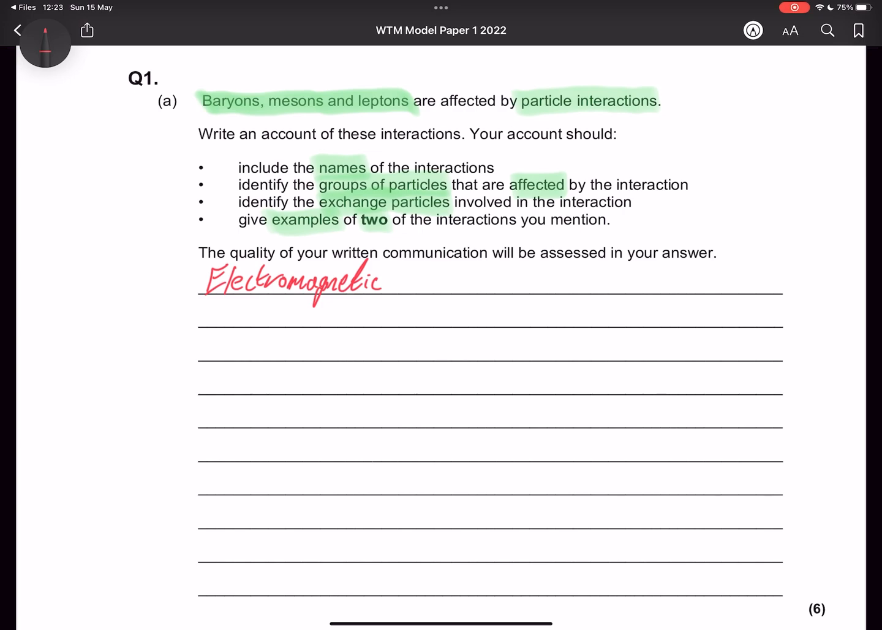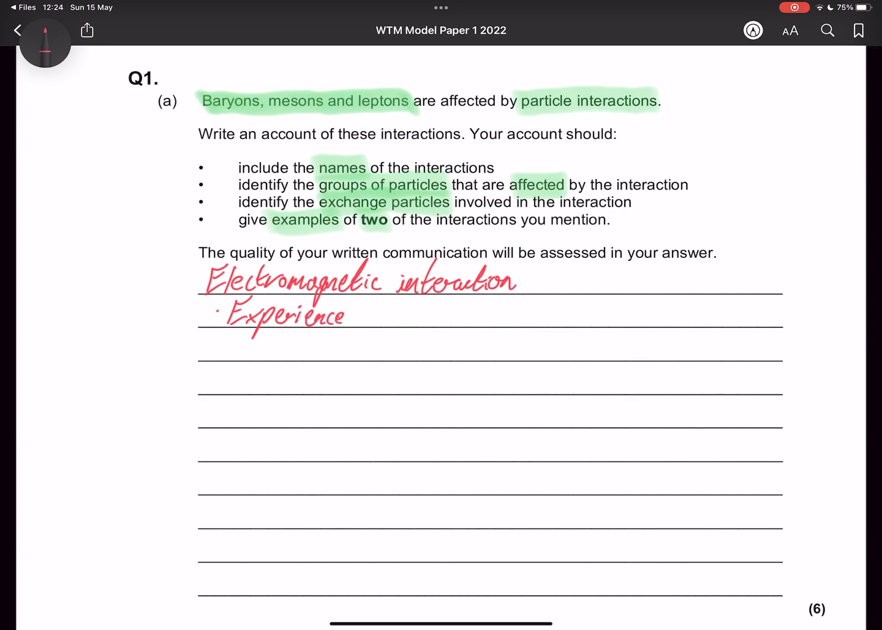So let's start off with the easiest interaction, which is the electromagnetic interaction. Now remember, electrostatic may have been accepted previously on mark schemes, but is far less likely to be accepted in modern papers. As such, always use electromagnetic, it's always correct.